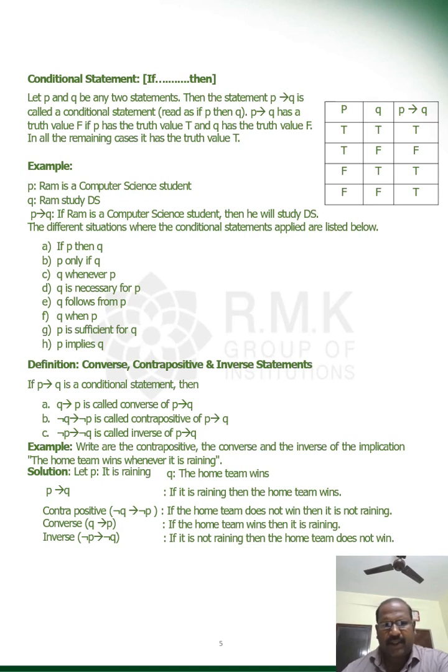So here one statement is given: Ram is a computer science student. Another statement: Ram studies DS. P implies Q can be written as: if Ram is a computer science student, then he will study DS. So these are separately given statements, and you connect them as P implies Q. You can write this type of question.